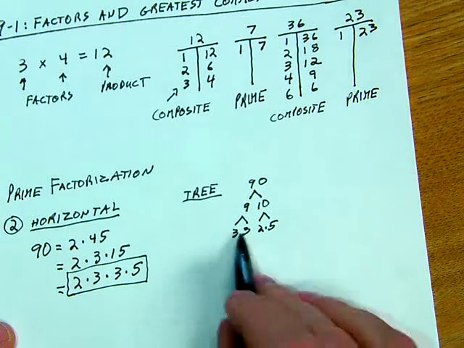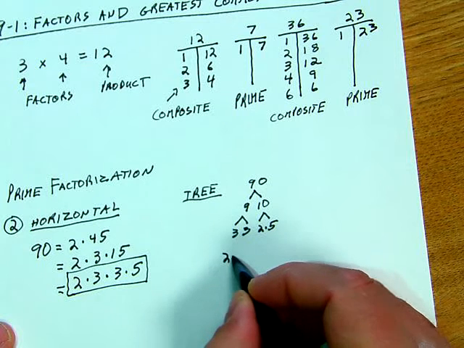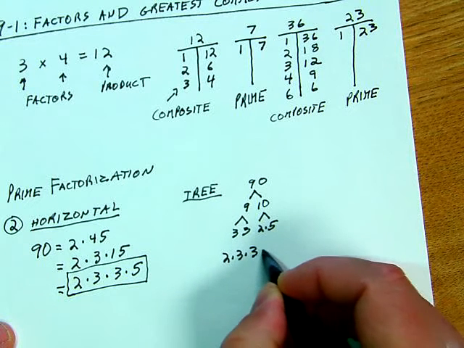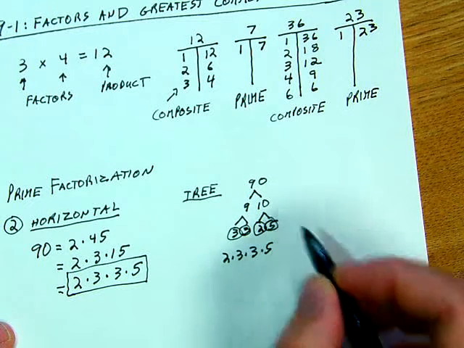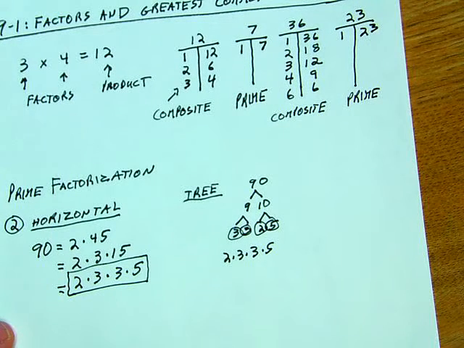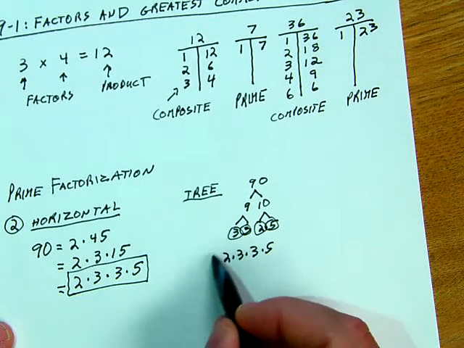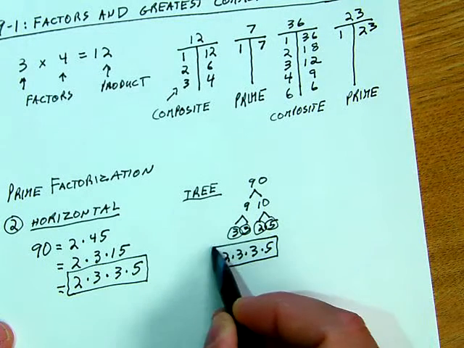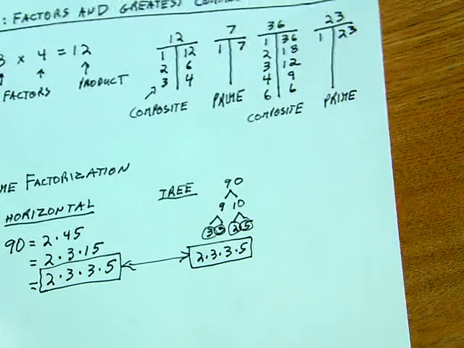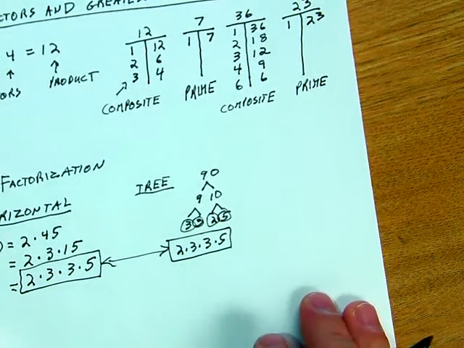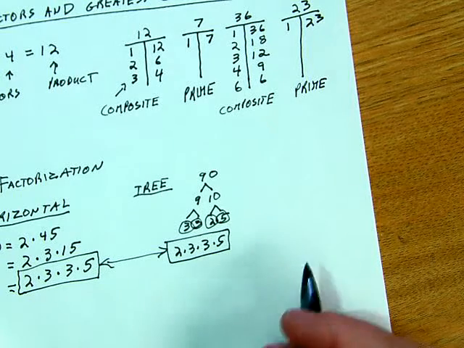And now if you look, if I order that in the right order, 2 times 3 times 3 times 5, the bottom of my tree is my prime factors. And notice that this answer is the same as that answer. Okay? And one of the things when you're doing the tree, you can break it down many different ways.